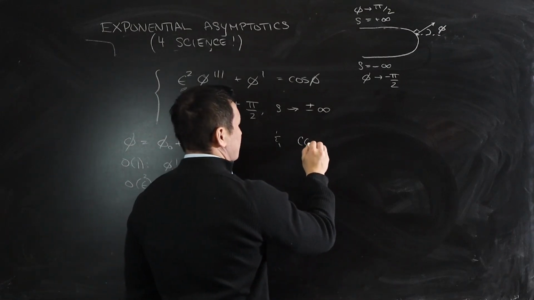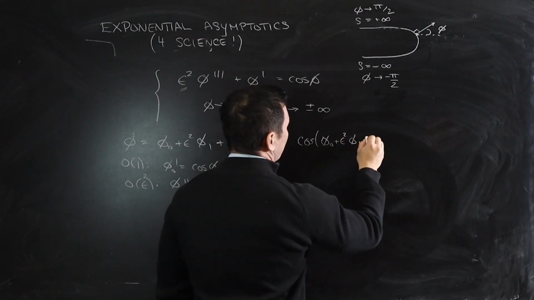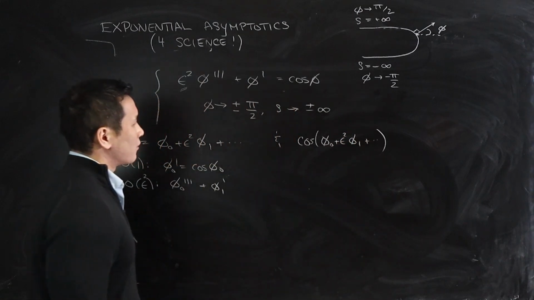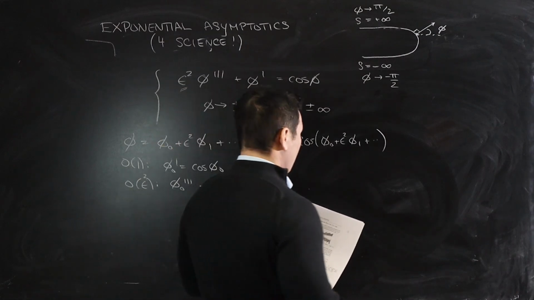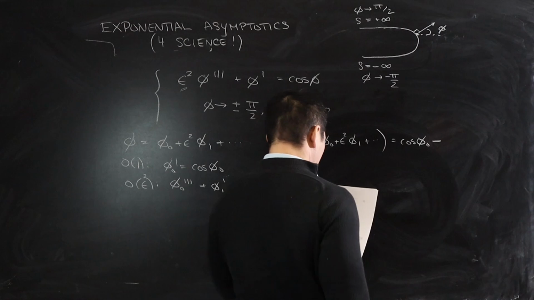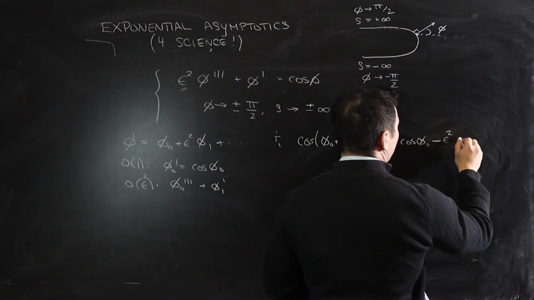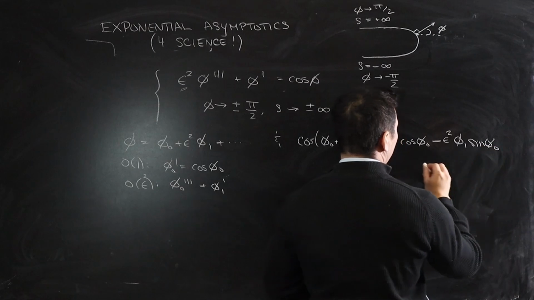So if I expand cosine of phi naught plus epsilon squared phi 1 plus so forth, and expand that for epsilon small, I'm going to have cosine of phi naught minus epsilon squared phi 1 times sine of phi naught plus dot dot dot.